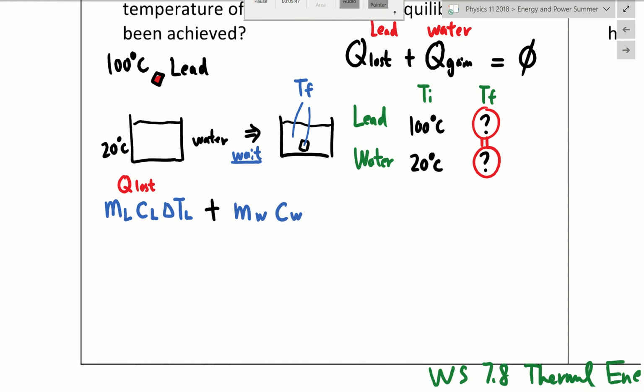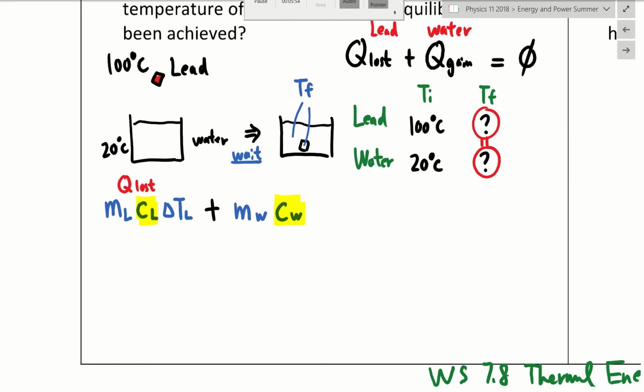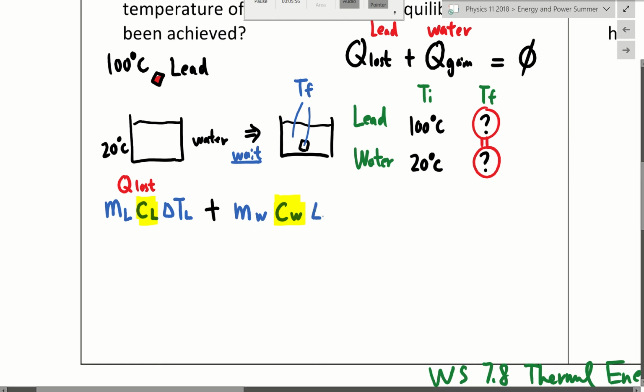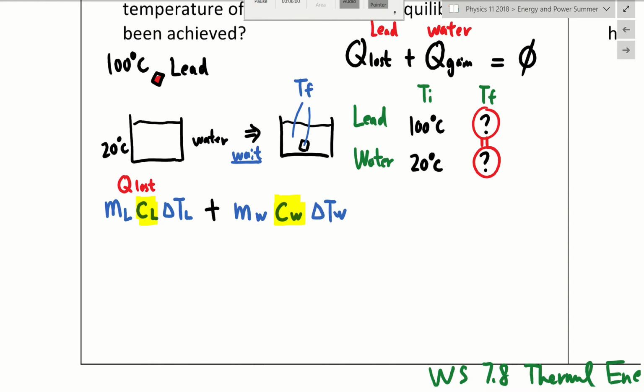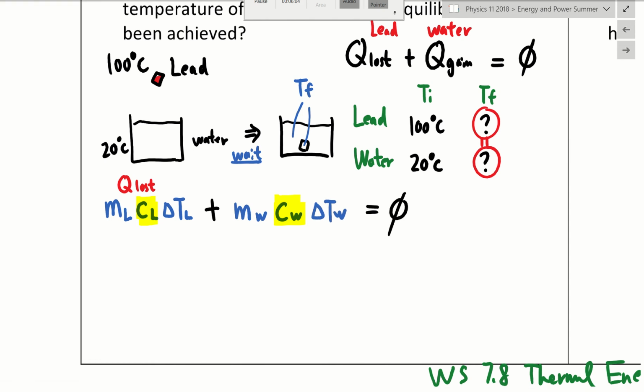Remember these numbers, right? The specific heat number is something that you have to go to your formula sheet, that table, to actually find. And then the change in temperature of water. Now, if we add these two, the answer should equal 0. Okay, I'll just go ahead and pull out these numbers.